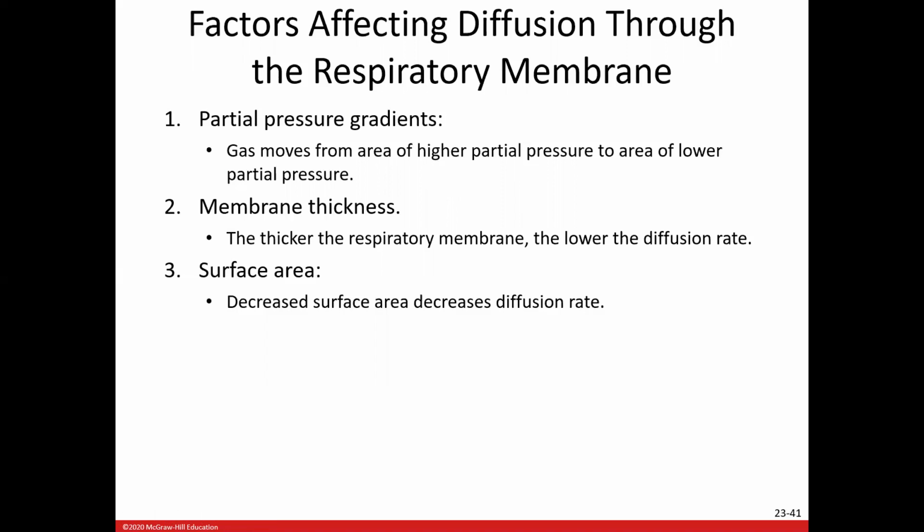So if we have high partial pressure of oxygen in one area and low partial pressure of oxygen in another area, that oxygen will always go from high to low. Same with carbon dioxide.